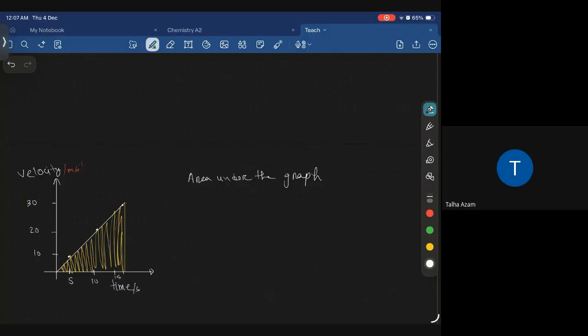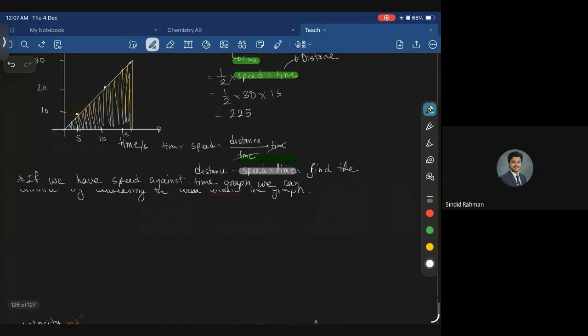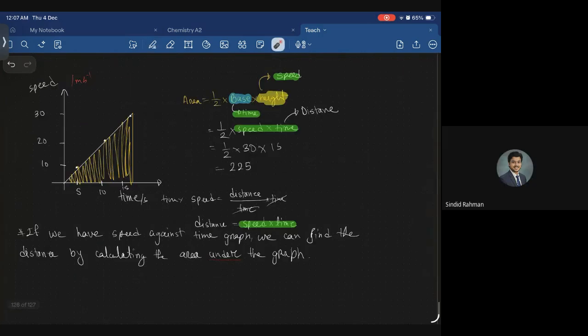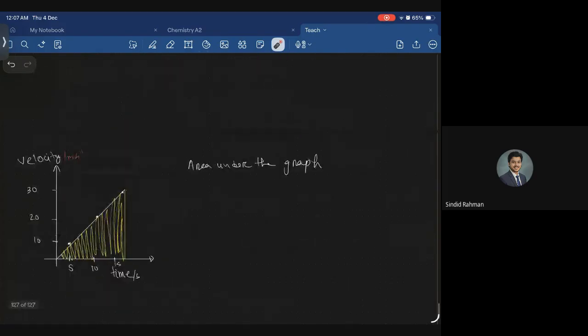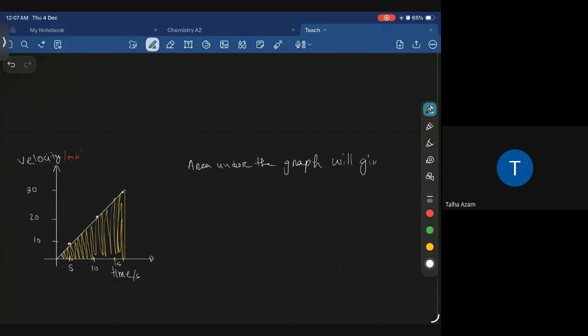The area under the graph, you can find the distance. No, it was for speed. We could find distance when there was speed and time. Now there's no speed, there is velocity. It's a vector quantity. So we will get the displacement, the vector quantity of the distance, right? Yeah, it will give me the displacement.